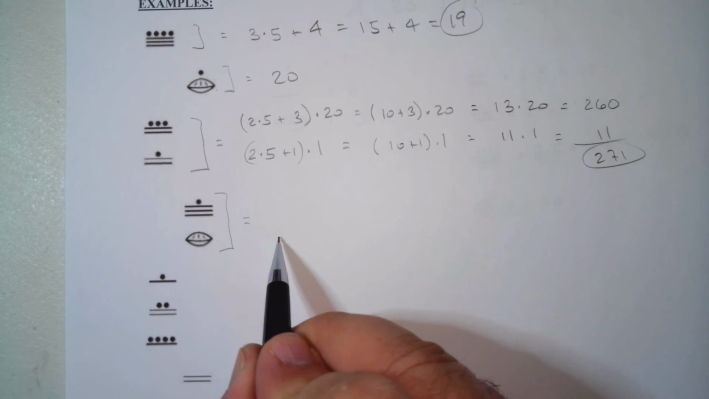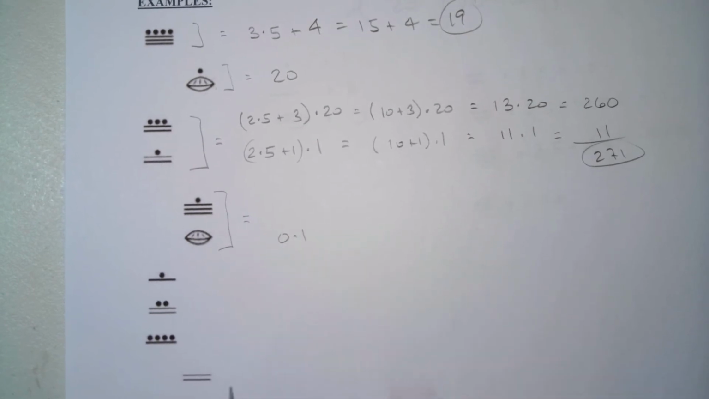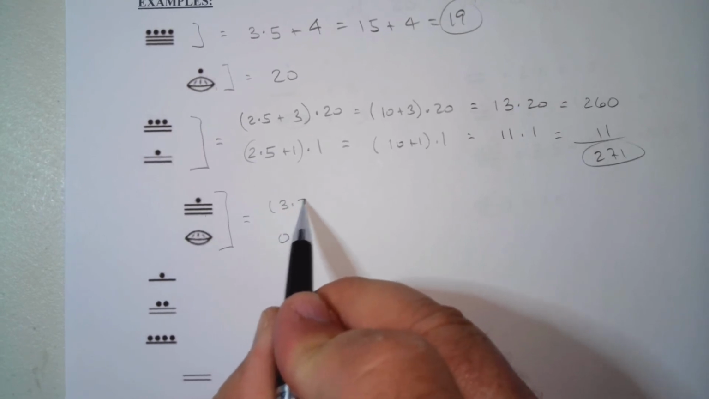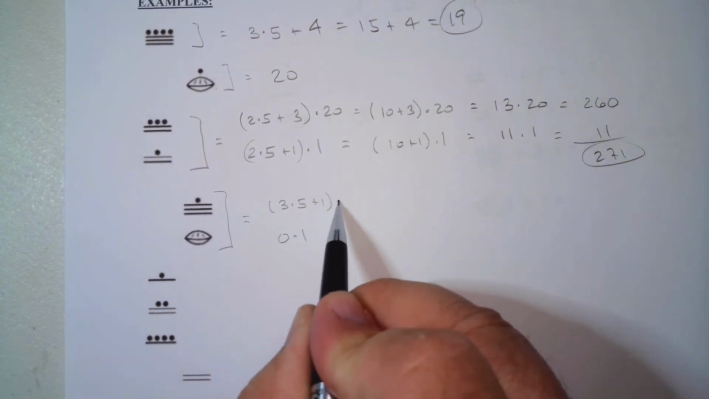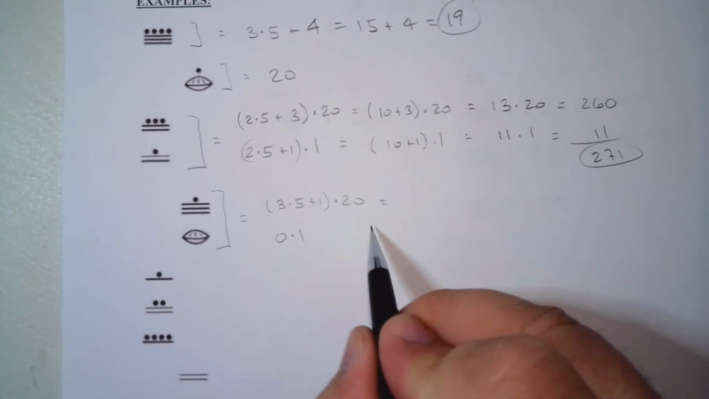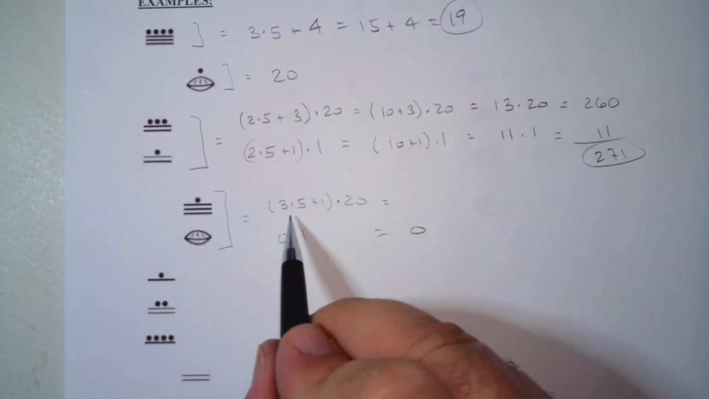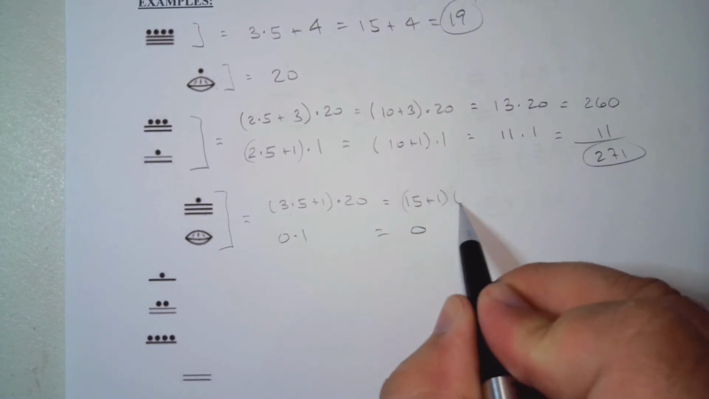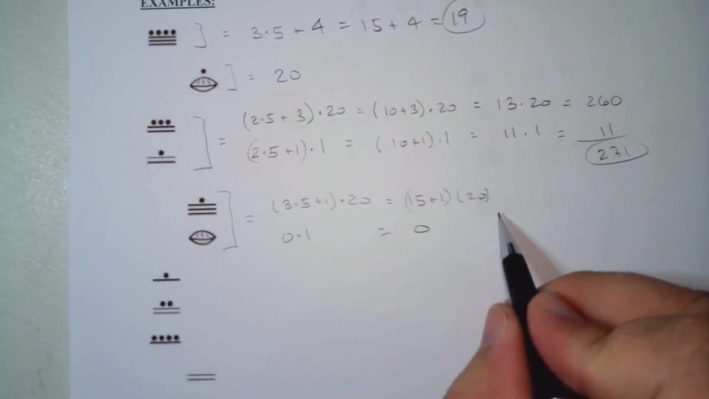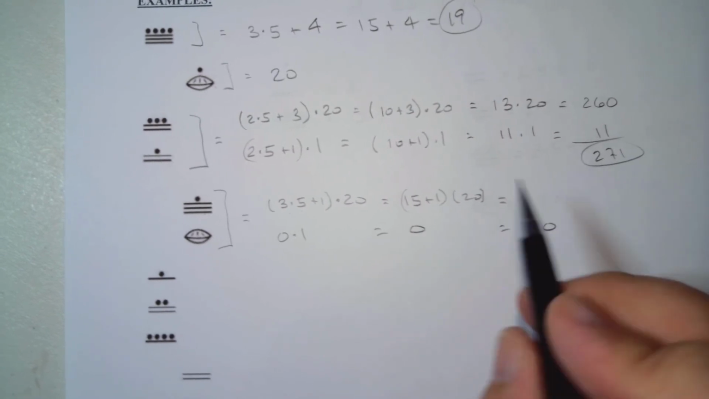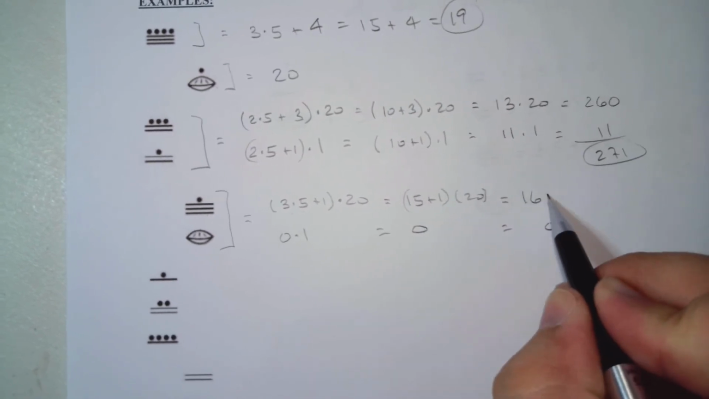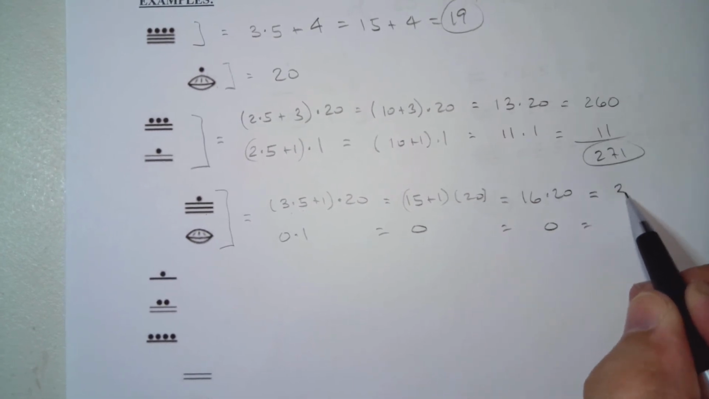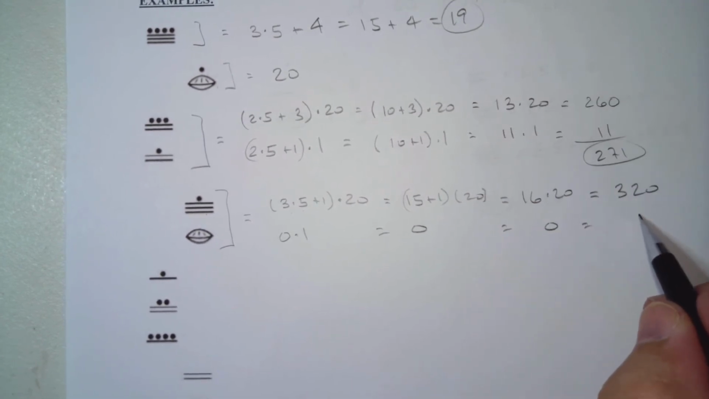That's a 0, so you have a 0 times 1. 3 times 5 plus 1, that's in the 20s realm. So that's 0. 3 times 5 is 15, plus 1 times 20. 16 times 20 is 320.